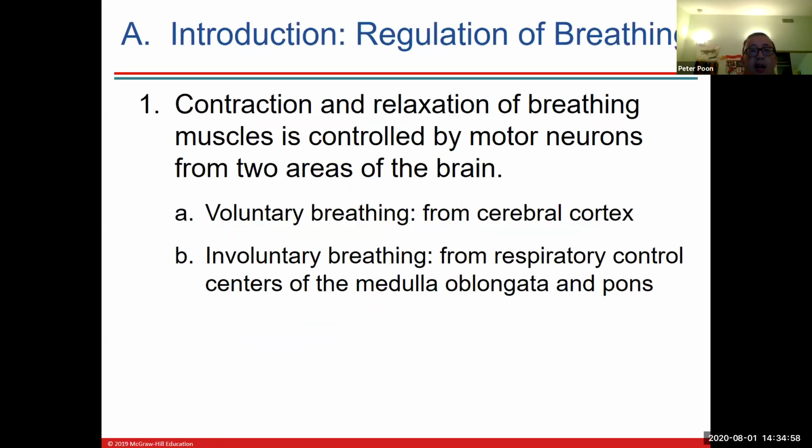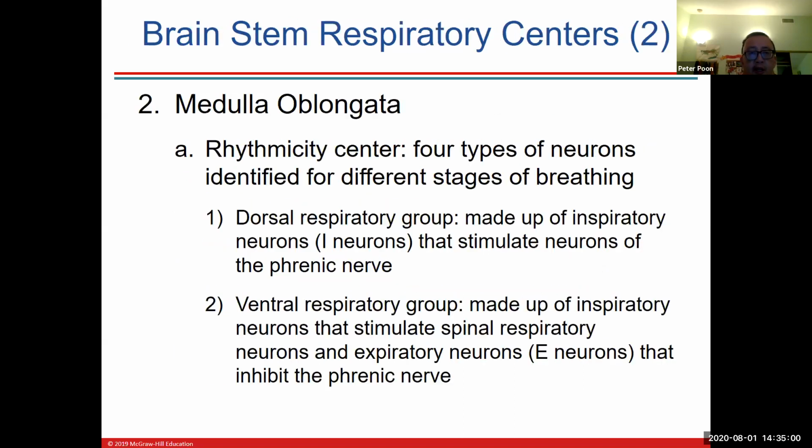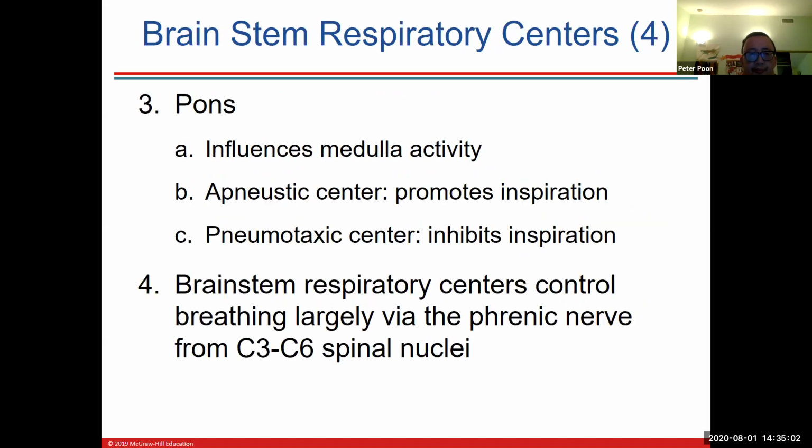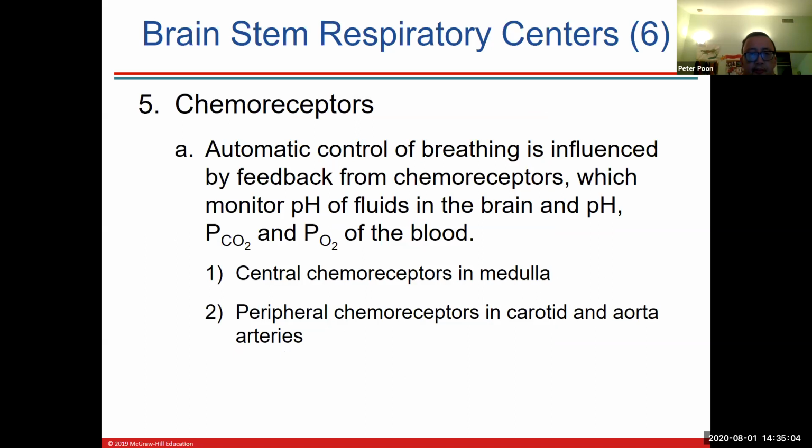The control of breathing, I think we'll skip. Except I'm going to touch on chemoreceptors because a lot of people get this stuff backwards. It is not actually the oxygen that's controlling your breathing rate. It's more the CO2 that's controlling the breathing rate.